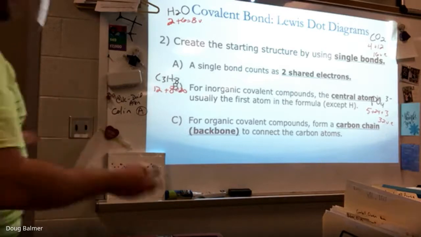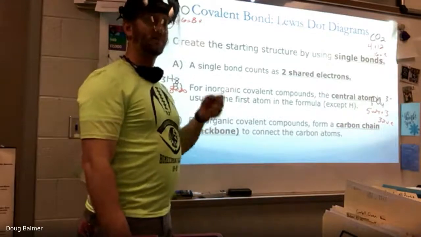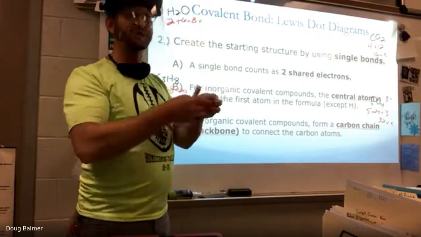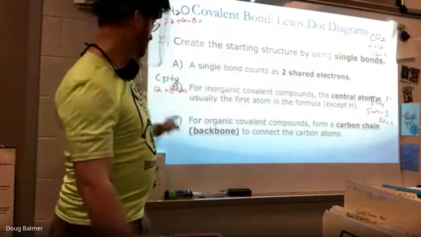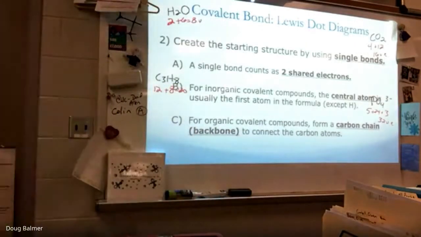Now, if it's an organic compound, lots of C's and H's, you're really not going to have a central atom. You're going to have a chain of atoms, so you're going to form a carbon backbone. If there's 5 C's, you're going to connect the 5 C's like train tracks in a row, like a backbone. So we have 2 different ways to connect these. Usually the first atom will be the central atom. If it's a bunch of carbons, we'll connect them in a chain. All right, shall we apply that set of notes?